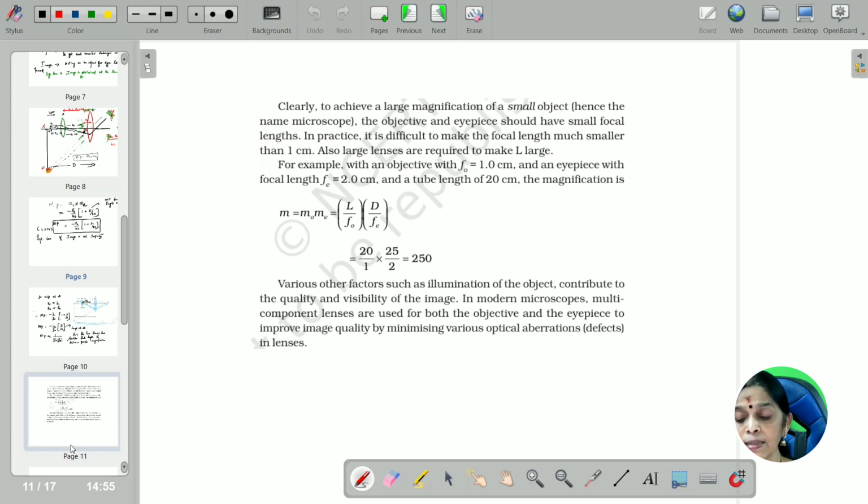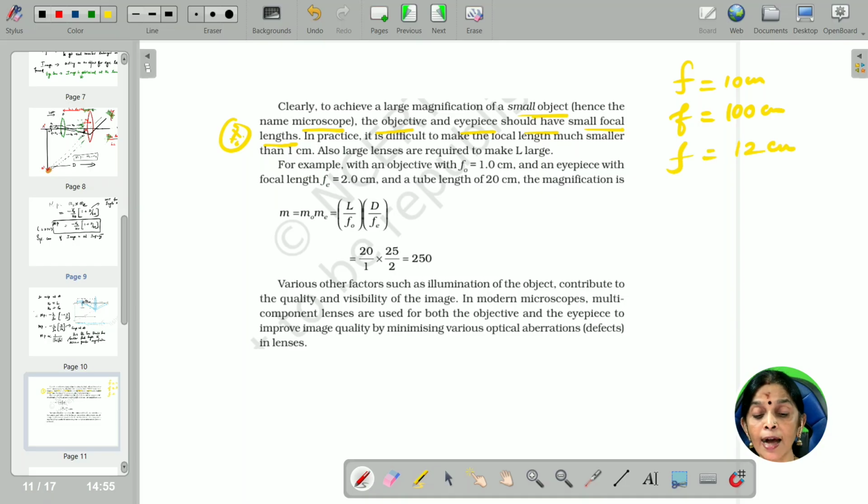So now let us see this. Clearly, to achieve a larger magnification of a small object, hence the name microscope, the objective and eyepiece should have small focal length. One more question will be asked. You will be given a set of focal lengths. One is 10 centimeter, another is 100 centimeter, another is going to be 12 centimeter.